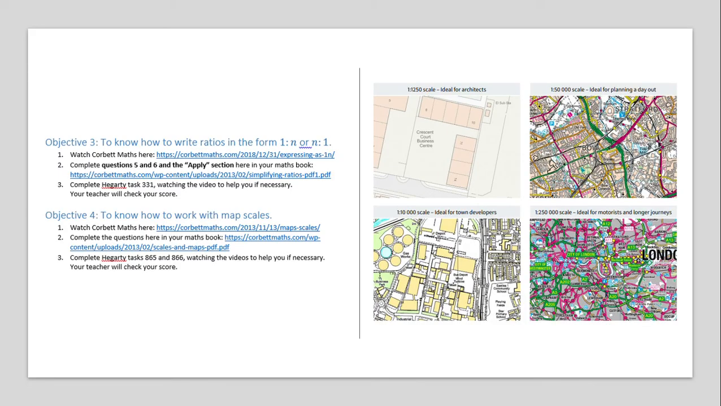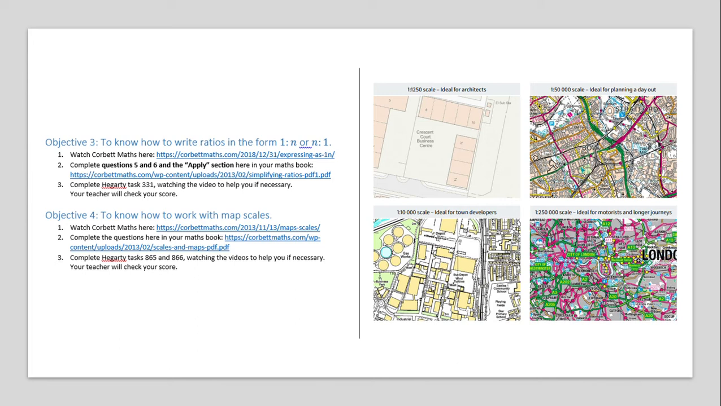Now, objectives 3 and 4 on this unit are to do with maps and learning how to read map scales. So first of all, you'll learn how to write a ratio in the form 1 to a number or a number to 1, and then you'll learn how to apply that directly to map scales which use this. And you'll see my picture on the right here shows an example of some different maps with different scales and how those work. These are all taken from Ordnance Survey maps, which you may or may not have seen when you're out walking with your families.